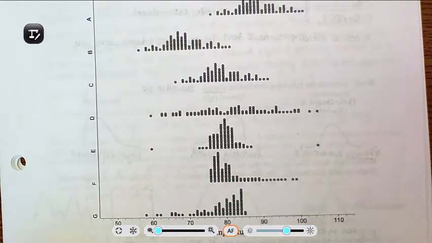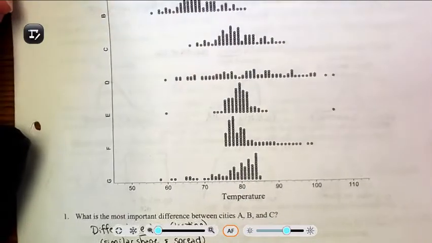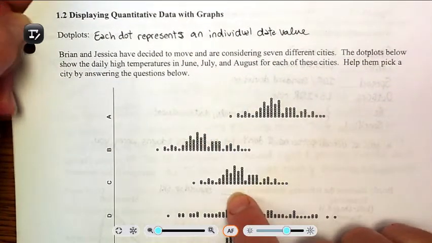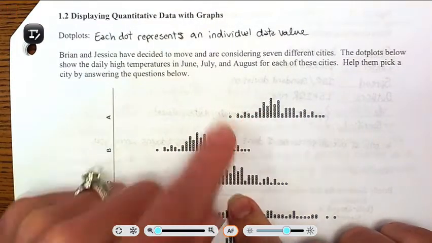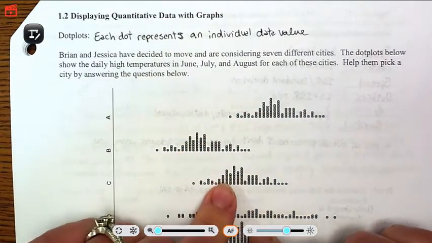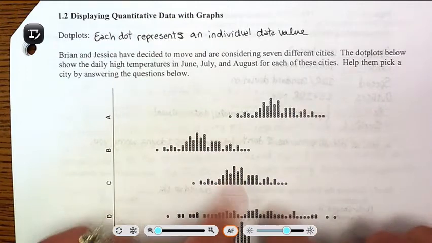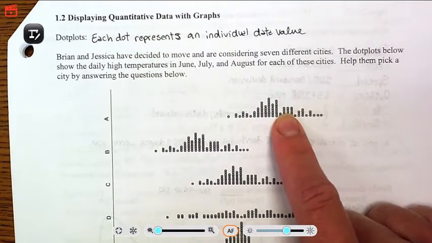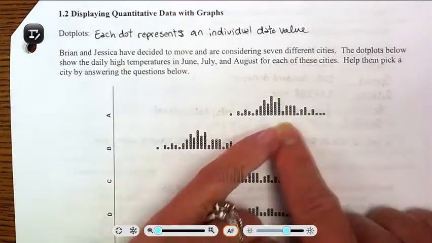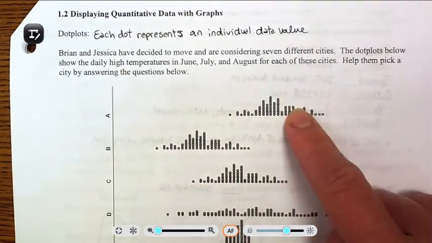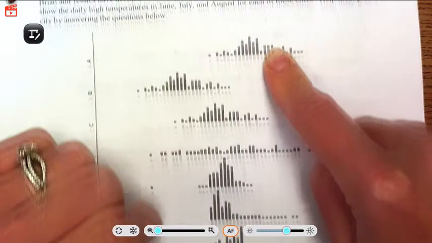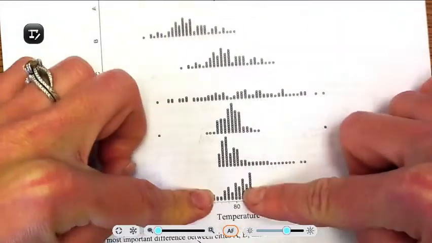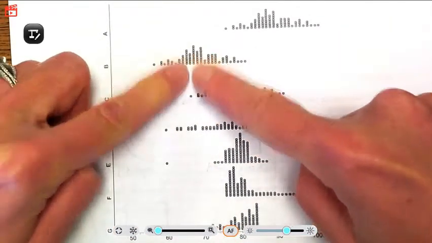What is the most important difference between cities A, B, and C? Notice that it looks like the exact same graphic, just slid to the left and center. So A, B, and C have the same shape and the same spread, but A's center is a little bit higher, B's center is lower, and C's center is lower yet.